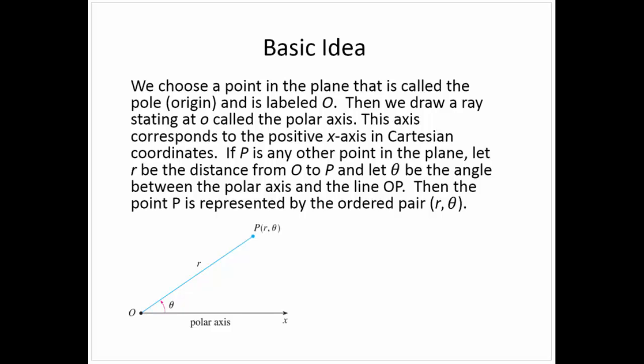So the basic idea is we choose a point in the plane that we call the pole, or the origin, and we label it with O. We draw a ray starting at O called the polar axis. This axis corresponds to the positive x-axis in Cartesian coordinates. If P is any other point in the plane, we let r represent the distance from O to P, and we let theta be the angle between the polar axis and the line OP. Then the point P is represented by the ordered pair (r, theta).